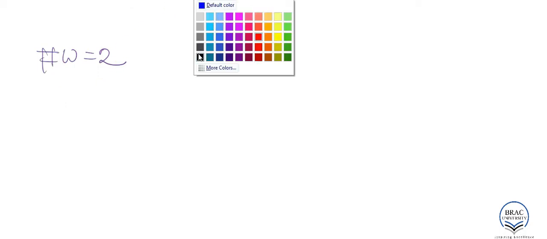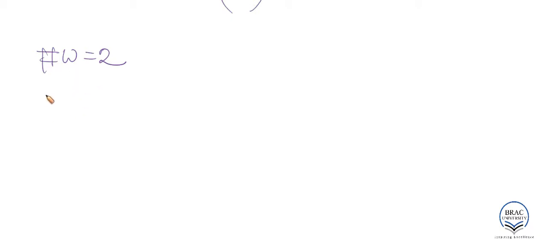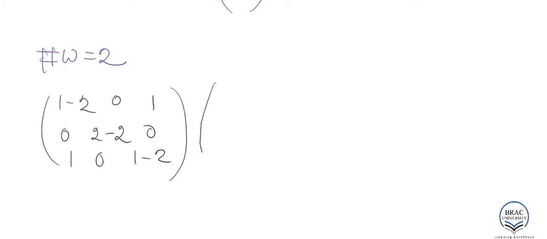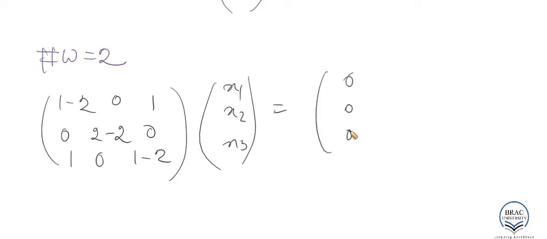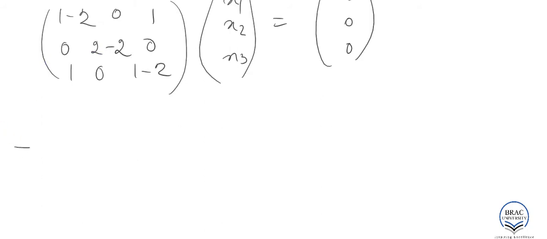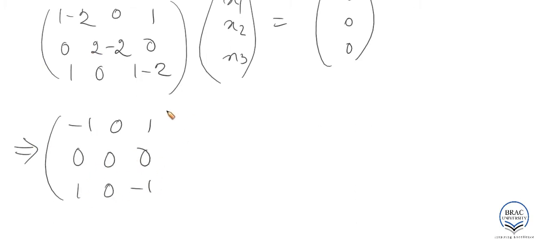So we'll now consider what happens when omega equals to 2. And this is our degenerate eigenvalue, that is, 2 is appearing 2 times. So let's see what happens if we try to do that. Again, we'll have 1 minus 2, 0, 1, then 0, 2 minus 2, 0, then 1, 0, 1 minus 2. And here you will have x1, x2 and x3, equal to 0, 0, 0. So here finally you will have minus 1, 0, 1, then 0, 0, 0, then 1, 0, minus 1.